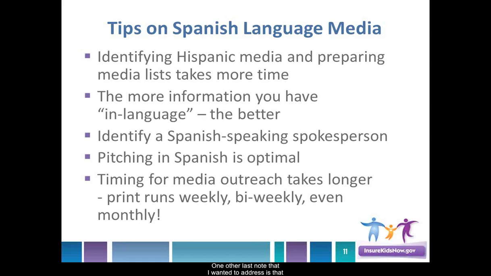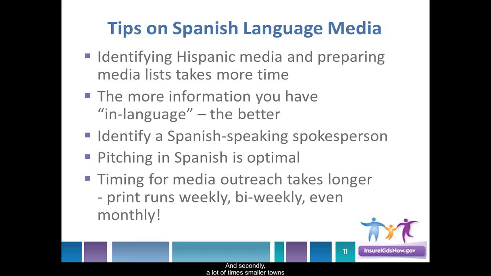One other last note that I want to address is that in these communities, in-language media is the most efficient vehicle. It's communicating the news that's important to them, and typically the reason why is because assimilation has not set in, and most immigrants still prefer to receive their information in their native language.